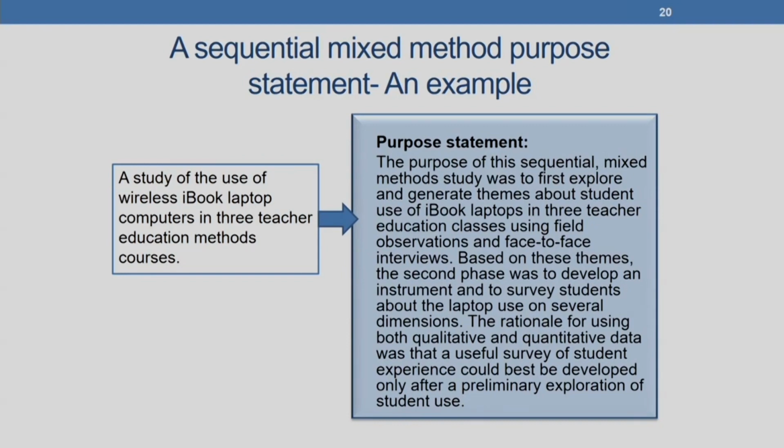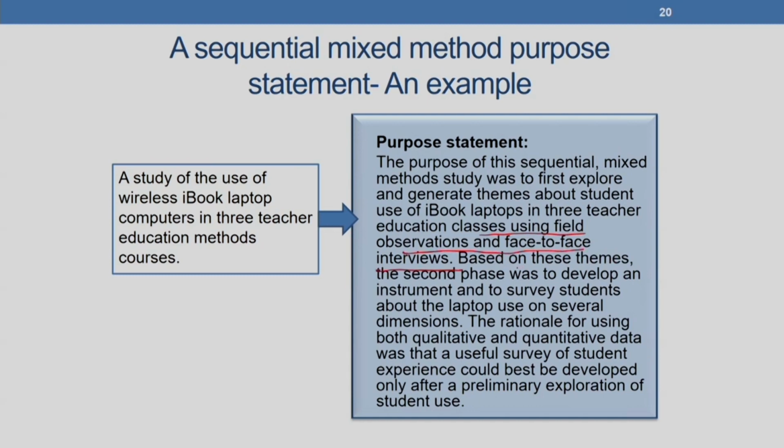This is an example of a sequential mixed method purpose statement. So, what are we studying here? A study of the use of wireless iBook laptop computers in 3 teacher education methods courses. So, the purpose statement reads as follows: the purpose of this sequential mixed method study was to first explore and generate themes about student use of iBook laptops in 3 teacher education classes using field observations and face-to-face interviews.